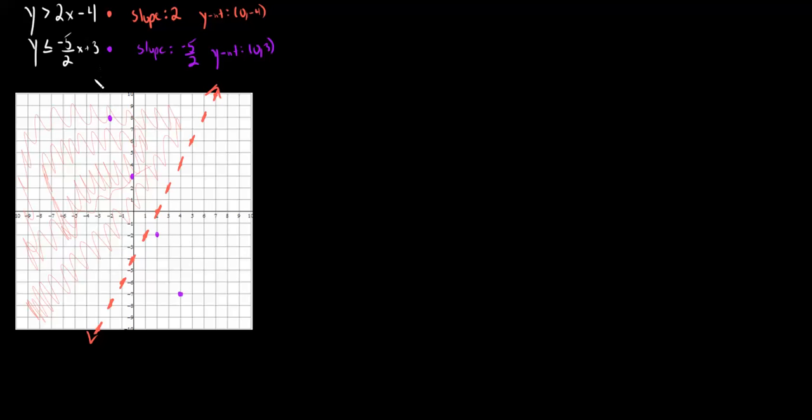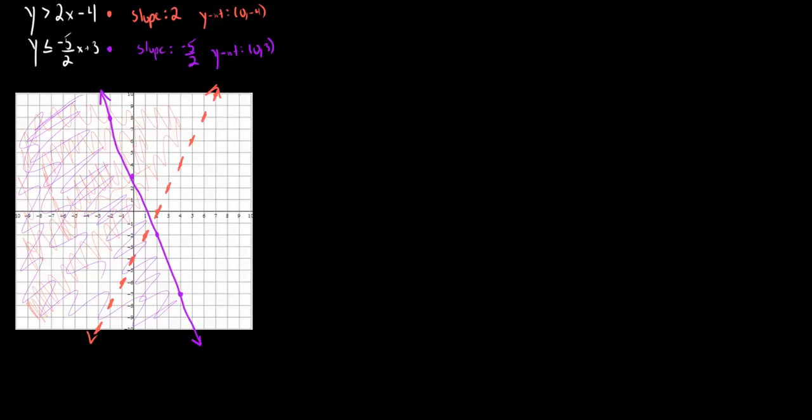Now, since this is "or equal to," I can connect these with a solid line. And since this is in slope-intercept form and it's less than, that means I'm going to be shading below this line. So that's where my shading is. Now I have to look at my graph and see where the shading overlaps, and that's where all my solutions are going to be.